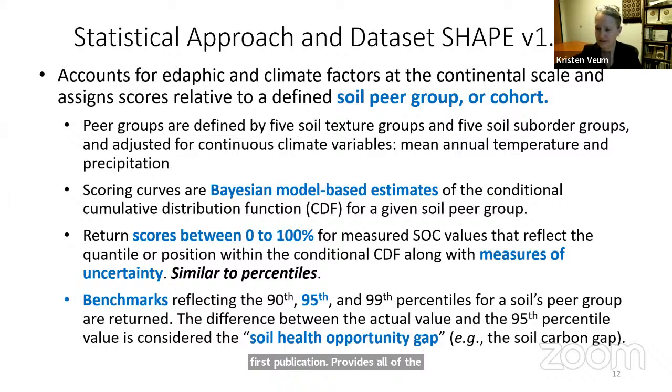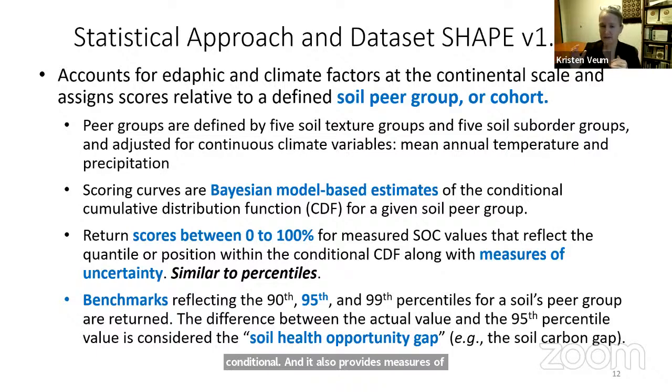But just to give you a basic overview of how this works, the peer groups are defined by those 5 texture groups and soil suborder groups and adjusted for the climate variables, as I mentioned. But the curves are Bayesian model-based estimates of the conditional cumulative distribution function, or CDF. So it's a distribution for a given soil peer group. And then what you get back are scores between 0 and 100% for your measured soil health indicator. In this case, we're talking about organic carbon. And that reflects the quantile or position within that conditional CDF. And it also provides measures of uncertainty.